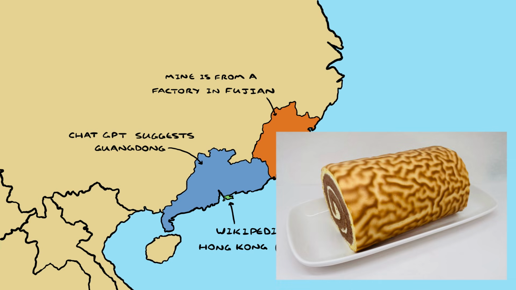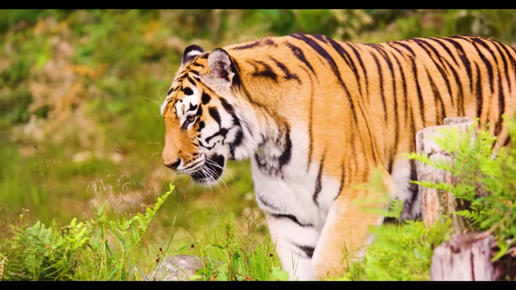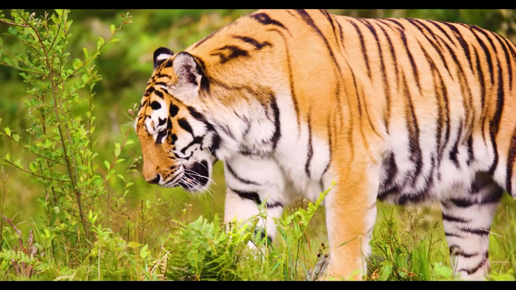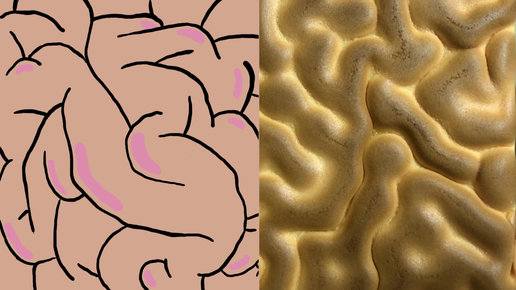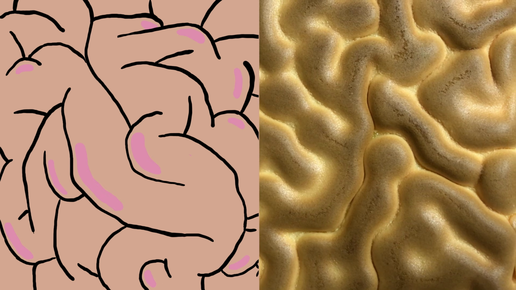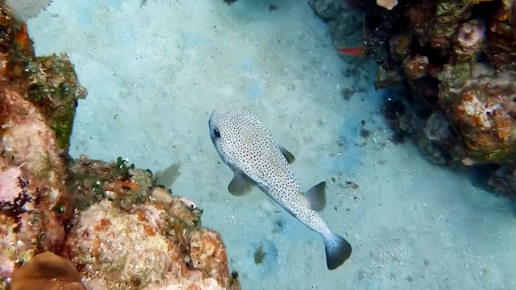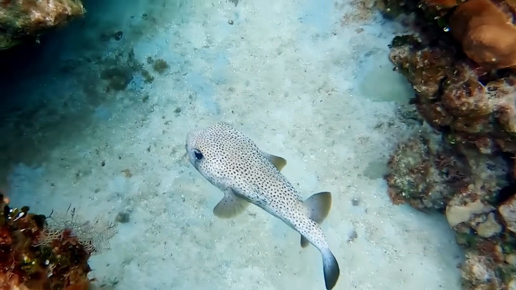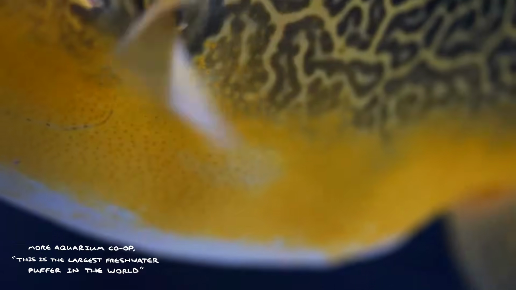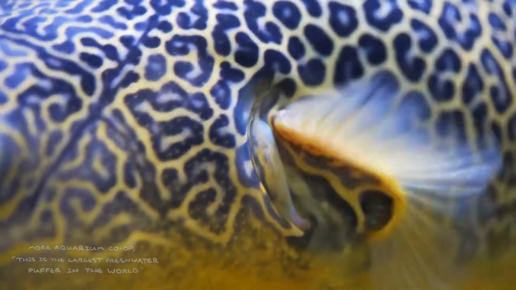Although its name comes from the patterns on it, tiger is not the first thing I thought of when I saw this cake. I thought it looked like maybe a brain. Right after that, another animal came to mind though, and that's a pufferfish. Several species of pufferfish and zebrafish have kind of meandering stripe patterns that are very similar to this cake.